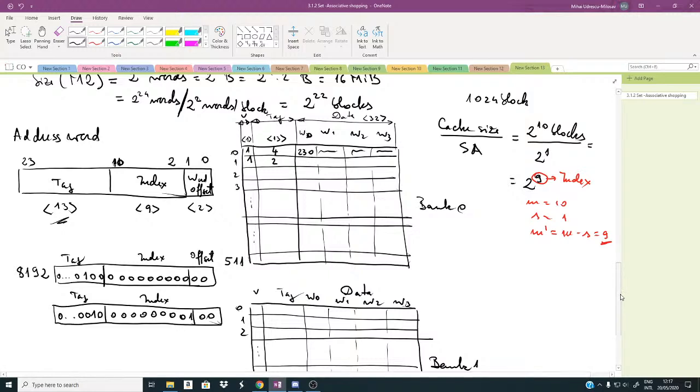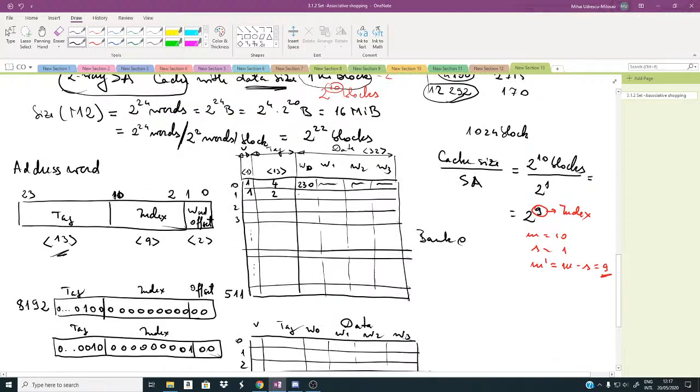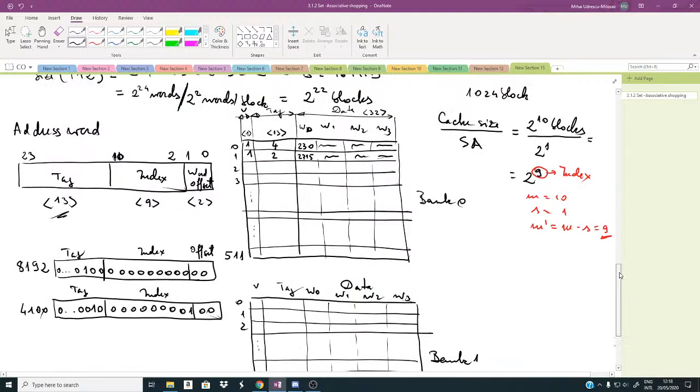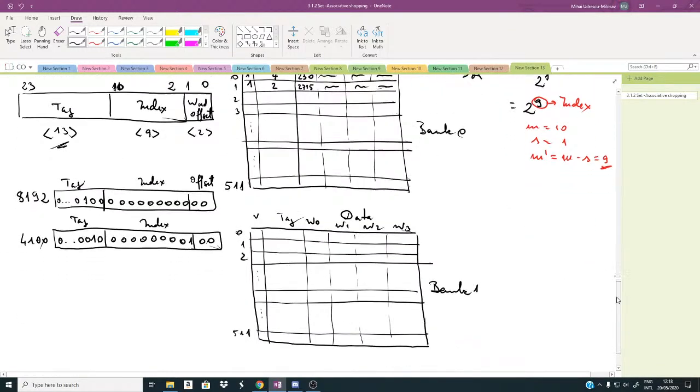So, right, this is valid. We put, what is the code? 2715. 2715, we put it here, okay? Right, so this is how we place it in the cache. Now, so this is 4100. The last address, which is this one, is 12292, right?